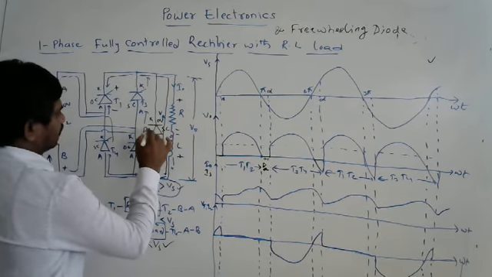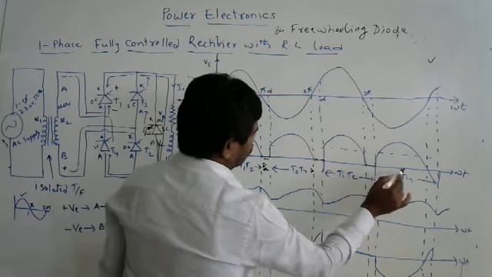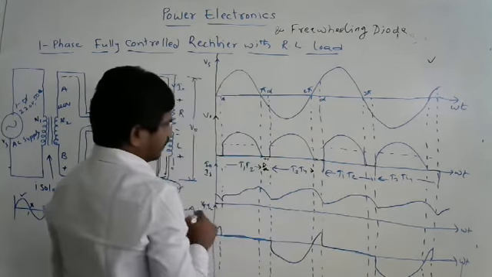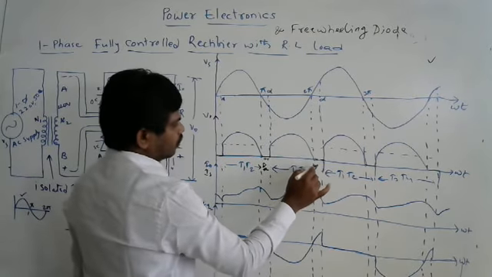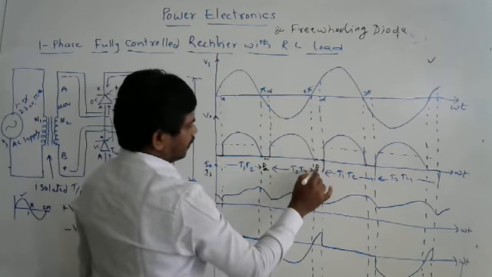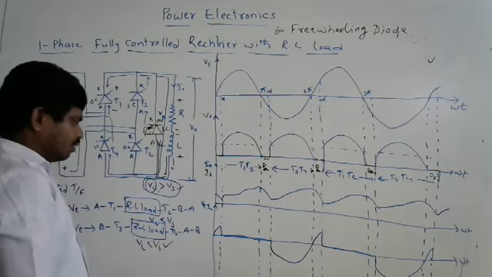You can say the diode is short circuited, voltage is 0. Hence we are getting output like this. For the remaining cycles also we get output like this. I think you got the idea, right? Who will conduct during this 2 pi to alpha? Again the freewheeling diode. So this is the freewheeling diode action. Am I clear?